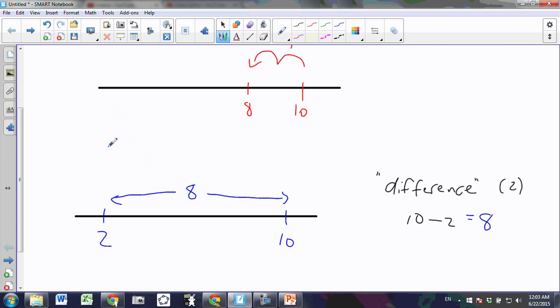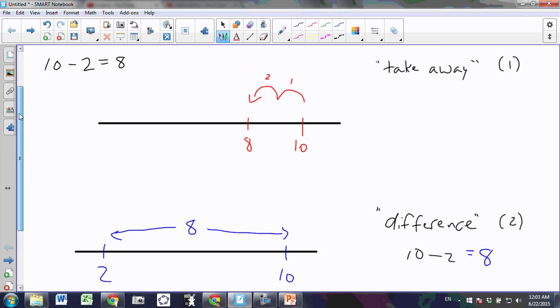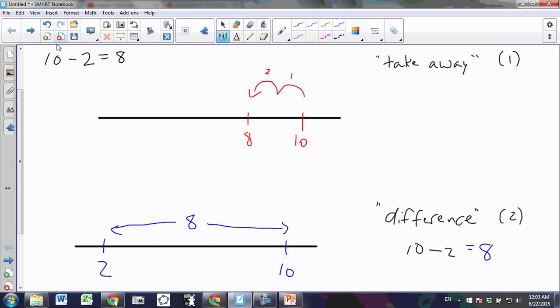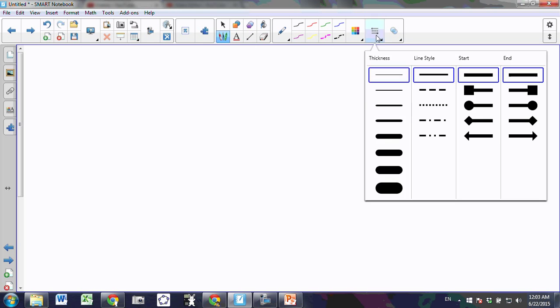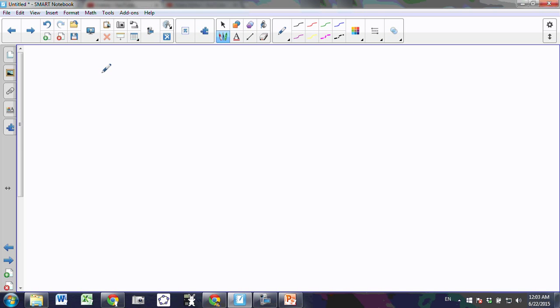So you're probably thinking, what's the big deal? I've got 2 different ways to think about subtraction. Well, it's a pretty big deal if you think about the fact that you have many different subtraction problems that you have to perform. Suppose 46 minus 12, it's probably easier to think about takeaway. You take away 12 from 46, and you're left with 34. You're not taking away that much.